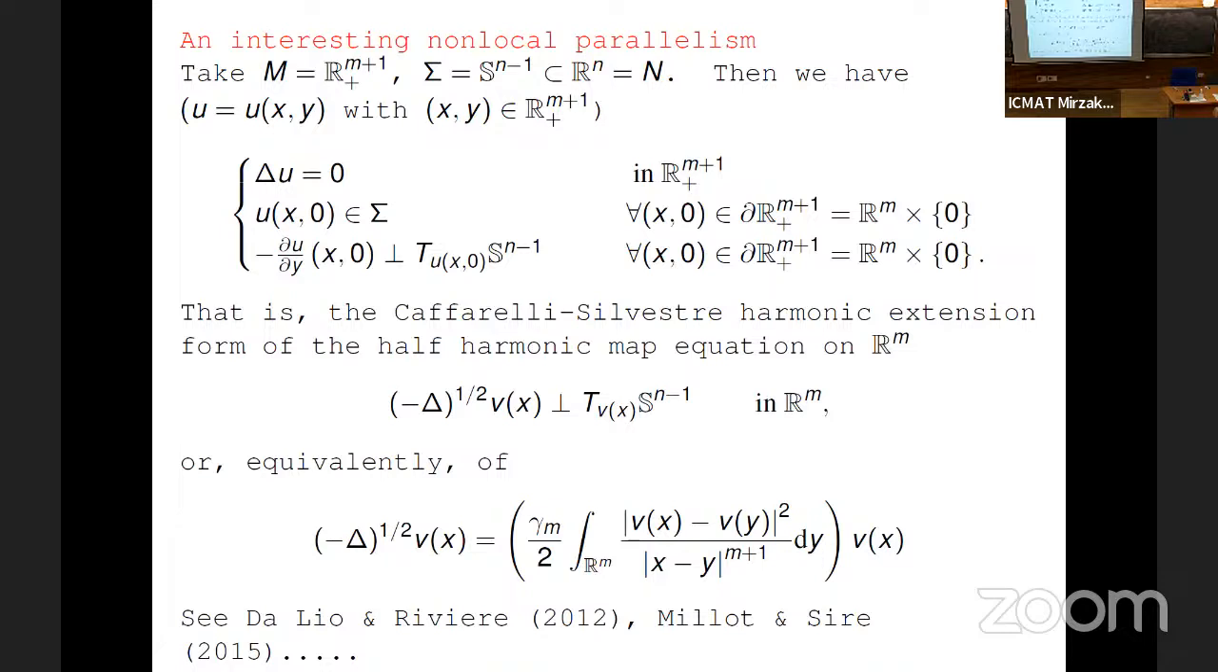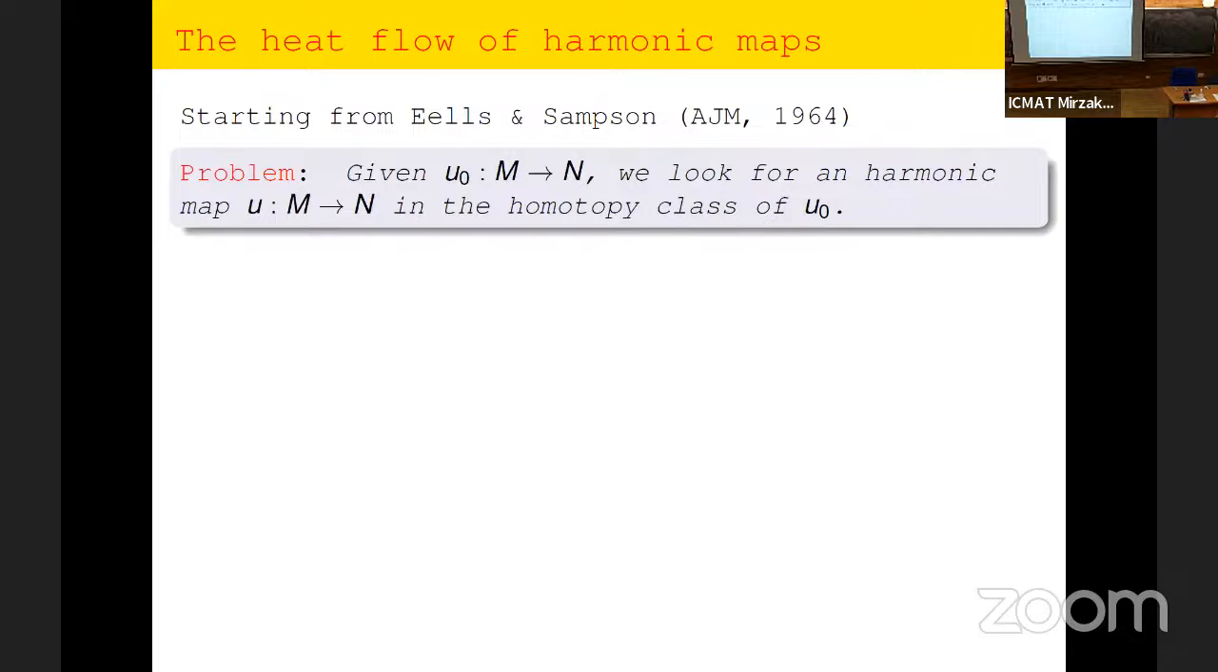Okay, let's now turn to evolution, and let's turn to evolution with a famous problem which dates to the 70s. So it's the problem which has been studied by Eells and Sampson, who introduced somehow the heat flow for harmonic maps. So suppose that you have, say, a map u0, and you look for a map in the homotopy class of u0, which is harmonic.